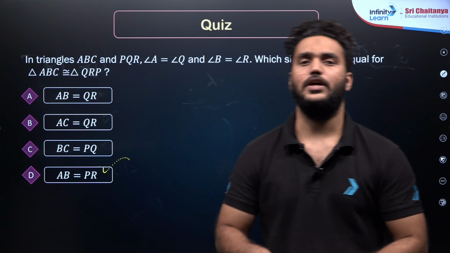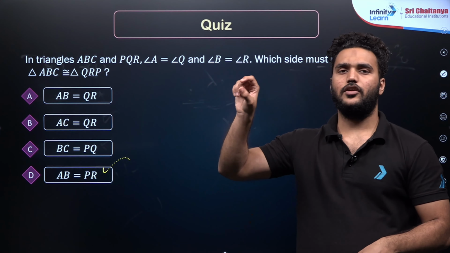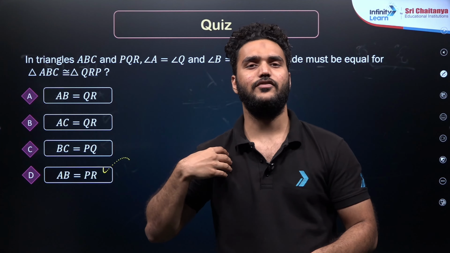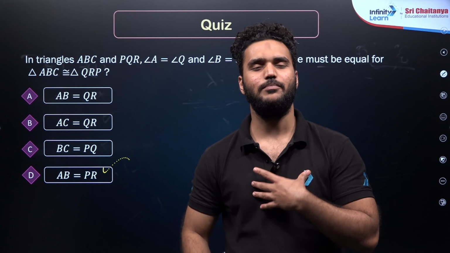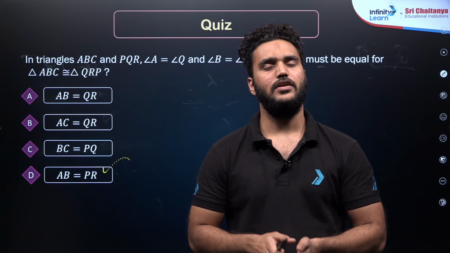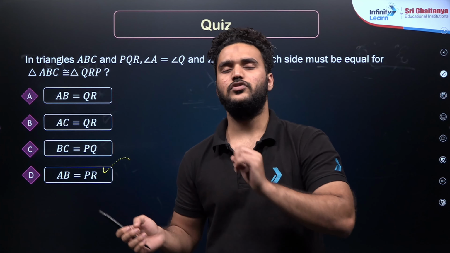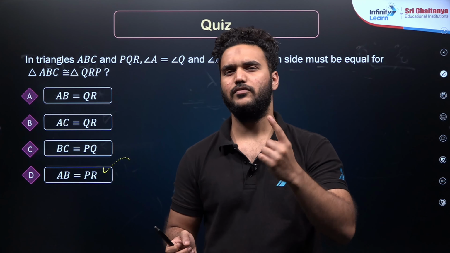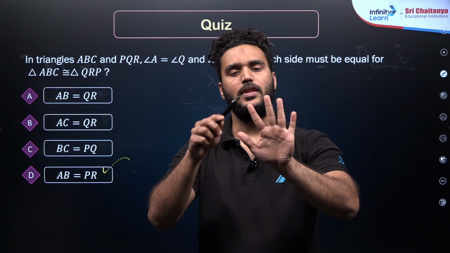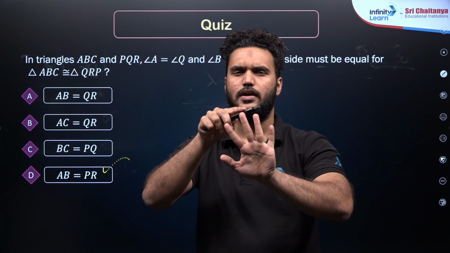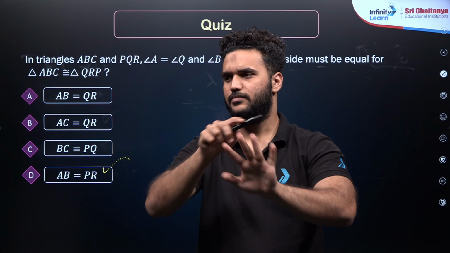As I told you, the Indian Constitution has the power to decide that I can give vote or not. I just have to prove to the Indian Constitution that I am 18 plus. In a similar way we have CPCT, a set of rules. To apply that set of rules, you just have to prove one thing from these five: SSS, ASA, SAS, AAS, RHS. Okay.